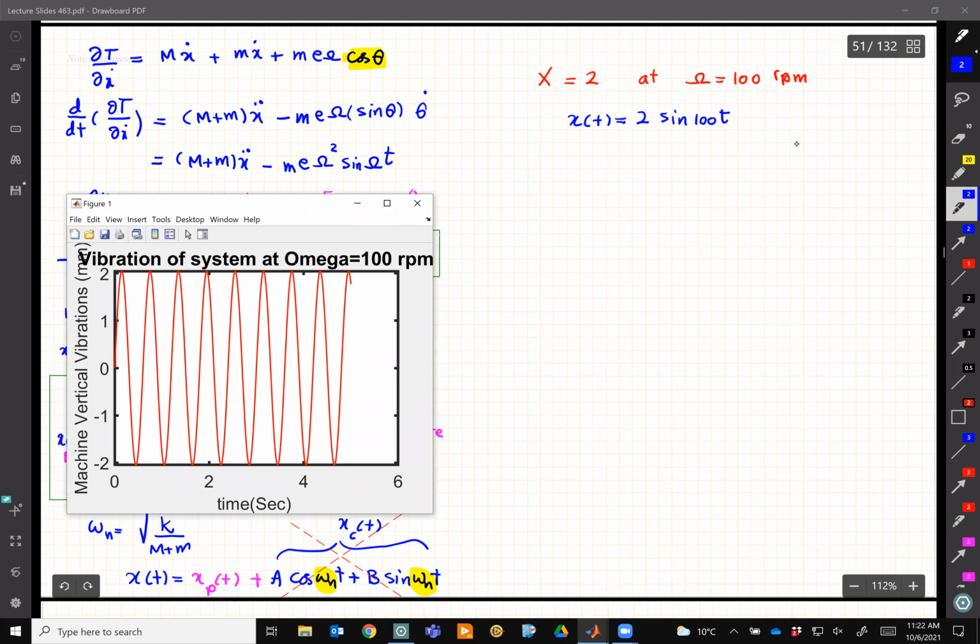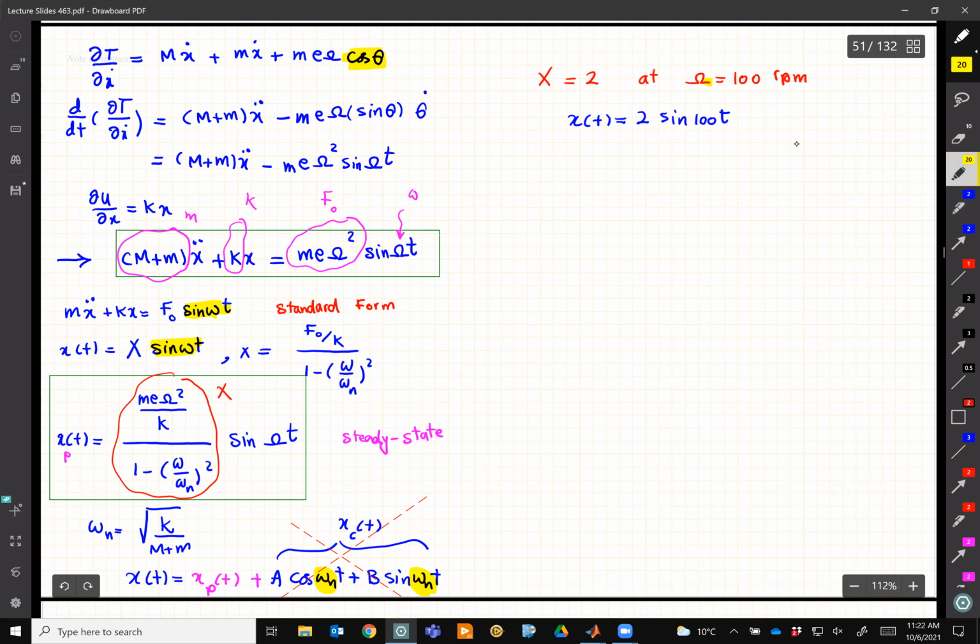Or to be exact, you need to be careful about something else here. This is RPM, so this then has to be 100 multiplied by 2 pi over 60 t. Remember over here, this one always has to be in radian per second.